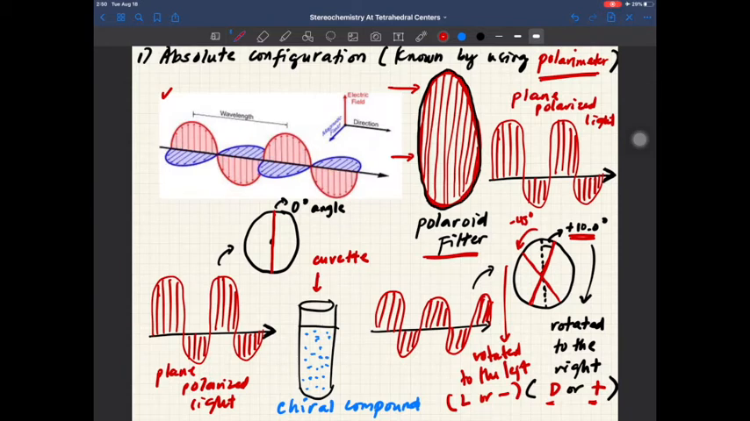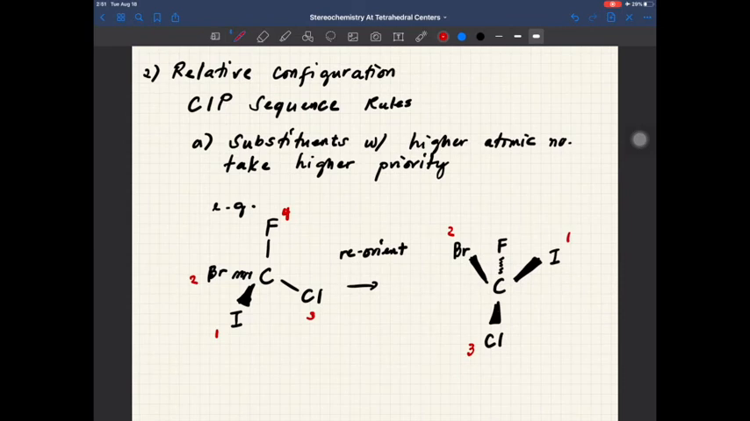On the other hand, relative configuration makes use of the Cahn-Ingold-Prelog sequence rules. Cahn-Ingold-Prelog sequence rules, or CIP rules, is a set of guidelines that have been developed to classify organic compounds based on the substituents that are bonded to your chiral carbon. The first rule of CIP sequence rule is substituents with higher atomic number take higher priority. Let's look at this particular organic compound here. In this compound, you have fluorine, chlorine, iodine, and bromine that are bonded to it.